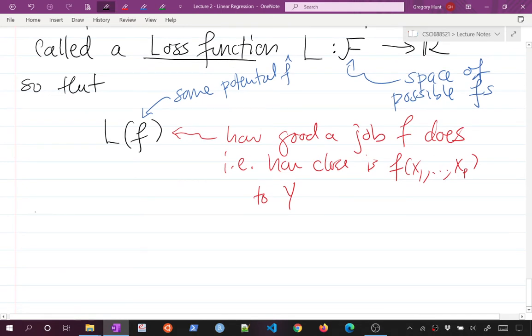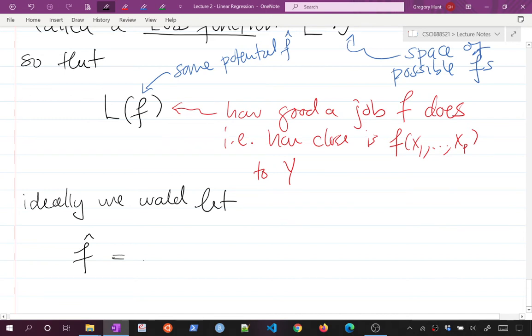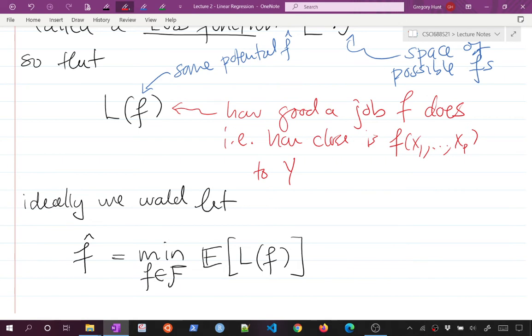Once we, at this point, have all of these components, ideally what we would do is we would let f hat, the function that the learning algorithm is going to spit back, be basically the minimizer over all possible functions of the expected loss. This quantity here is called the risk.